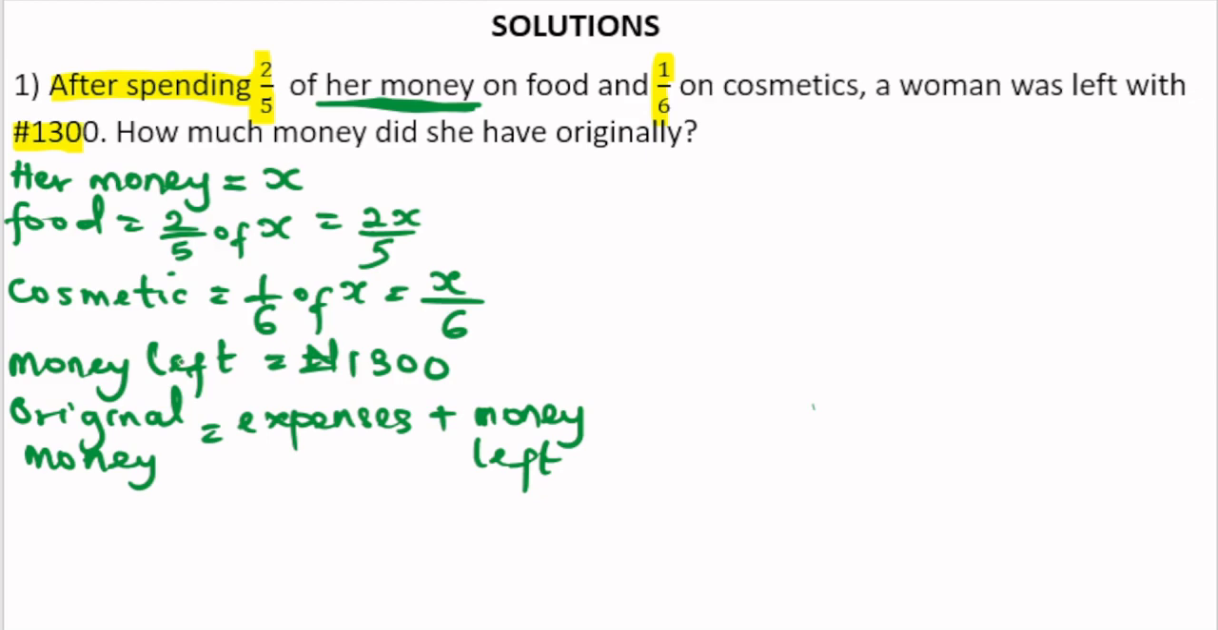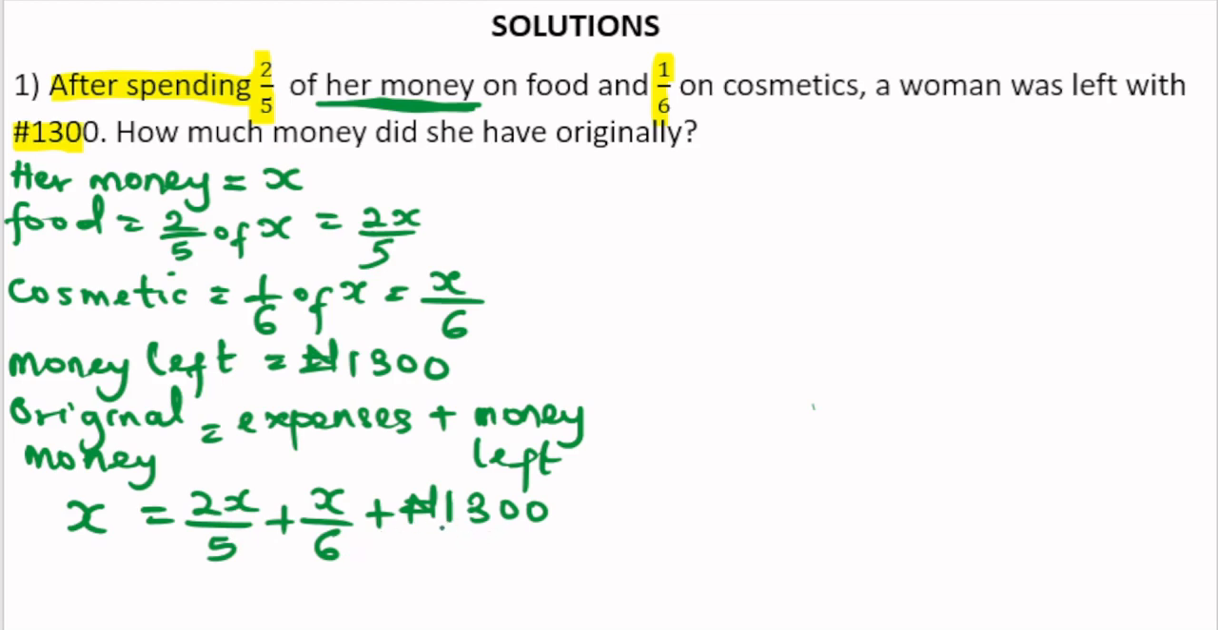So which is exactly the expression we have here: original money should be equal to the expenses plus the money left. So the original money, our actual money here, is x equal to the expenses. On food, she spent 2x over 5 plus on cosmetics, she spent x over 6 plus the money left, which is 1,300. So with this expression, we now have our question in fraction. So here we have on the right hand side 2x over 5 plus x over 6 plus 1,300.